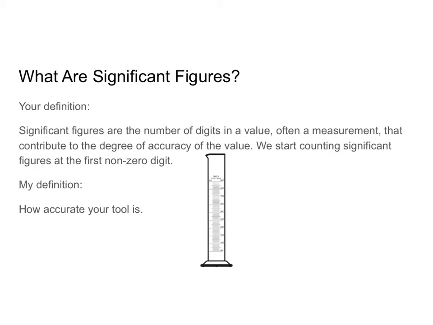That is correct. So in that class, you learned that significant figures are really the number of digits in a value. You might have considered it the least precise known number. But what we're talking about are numbers really from a measurement, and they tell us how accurate our measurement is.